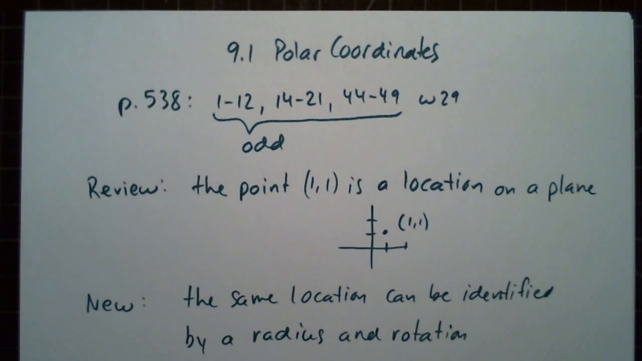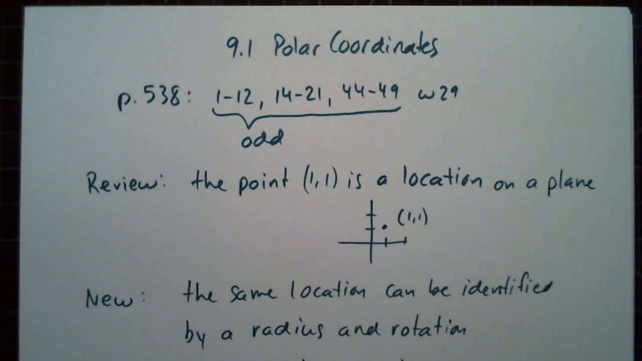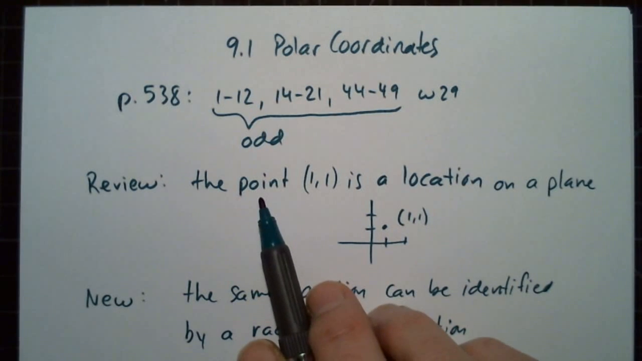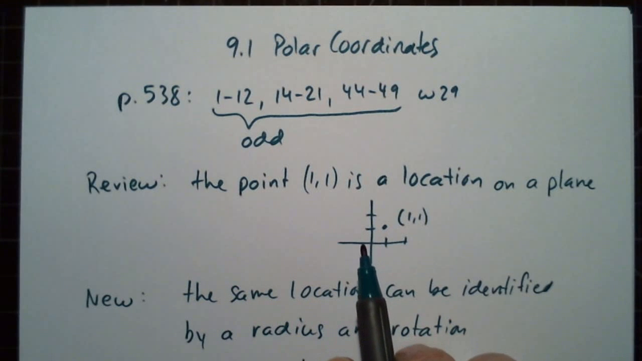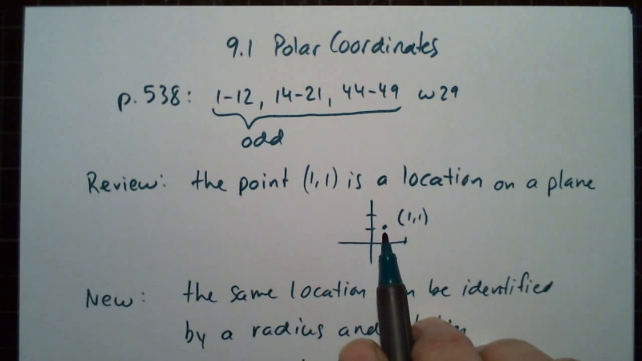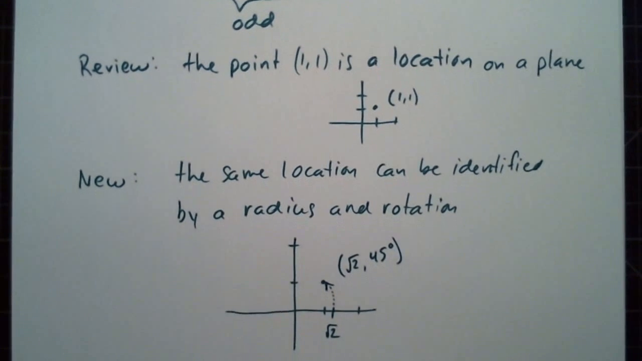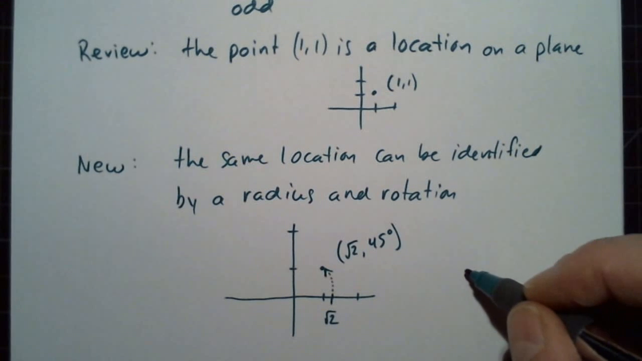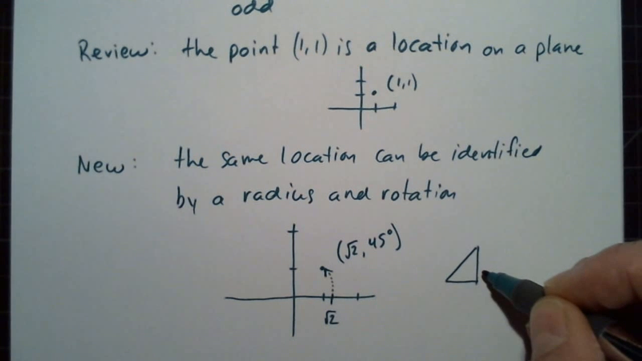In this chapter, we're going to talk about a new way of identifying locations on the points in a plane. We've been doing rectangular coordinates, and now we're going to do polar coordinates. So to review, we've always been identifying points with x and y, and a point is a location on a plane. We can go over one, up one. Well, we can get to the same location by going out radical 2 and rotating 45 degrees. And you can see the connection here with the 45-45 triangle.